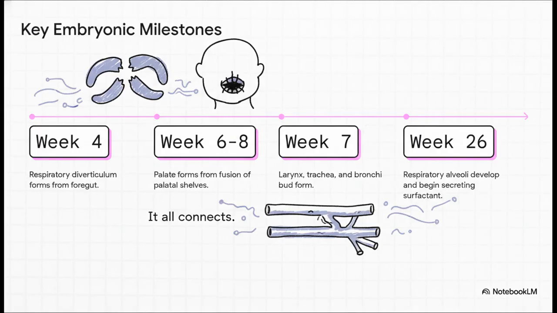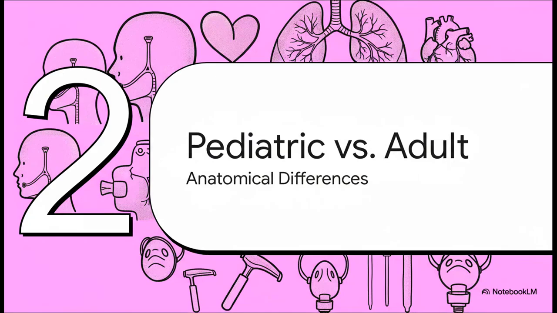And here's the thing you really need to grasp. This all happens on a super tight schedule, and when these steps go wrong, you get some major clinical issues. So, for example, if those palatal shelves don't fuse right around week 8, boom, you get a cleft palate. Or if the airway doesn't properly separate from the esophagus, you can end up with a tracheoesophageal fistula. See? It all connects. Okay, so now that we know how it's built, let's get to the heart of the matter. Section 2, the pediatric versus the adult airway.